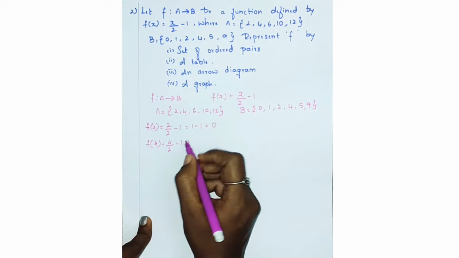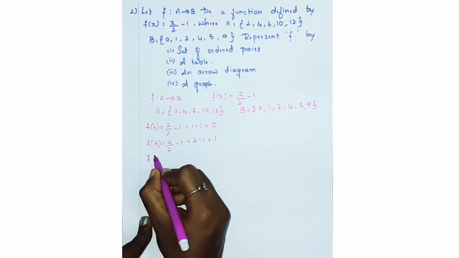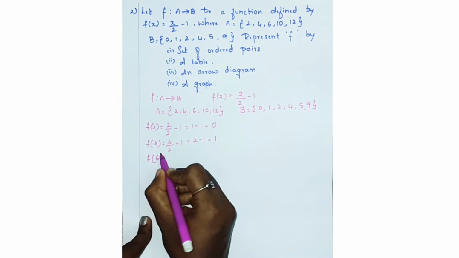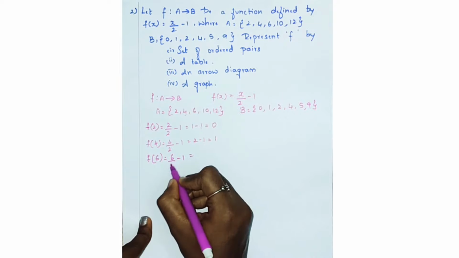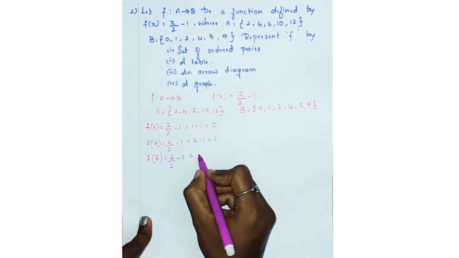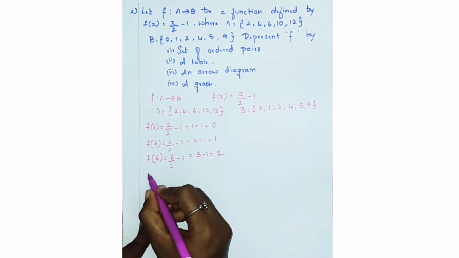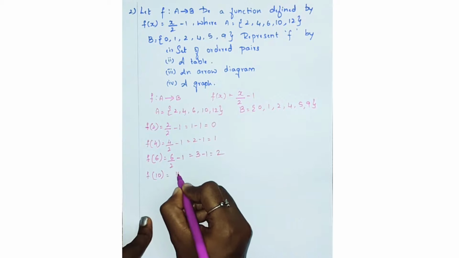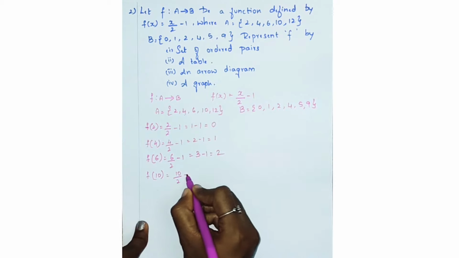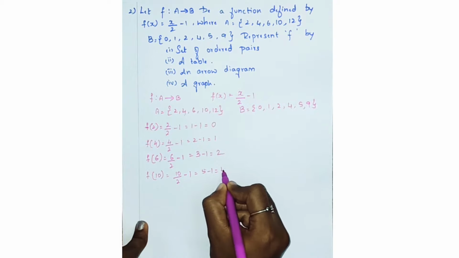So 2 minus 1 is what? It's 1. Next, f of 6. So 6 divided by 2 minus 1. So 6 by 2 is what? 3. So 3 minus 1 is what? 2. Next, f of 10. So 10 divided by 2 minus 1. So 10 by 2 is what? 5. 5 minus 1 is 4.